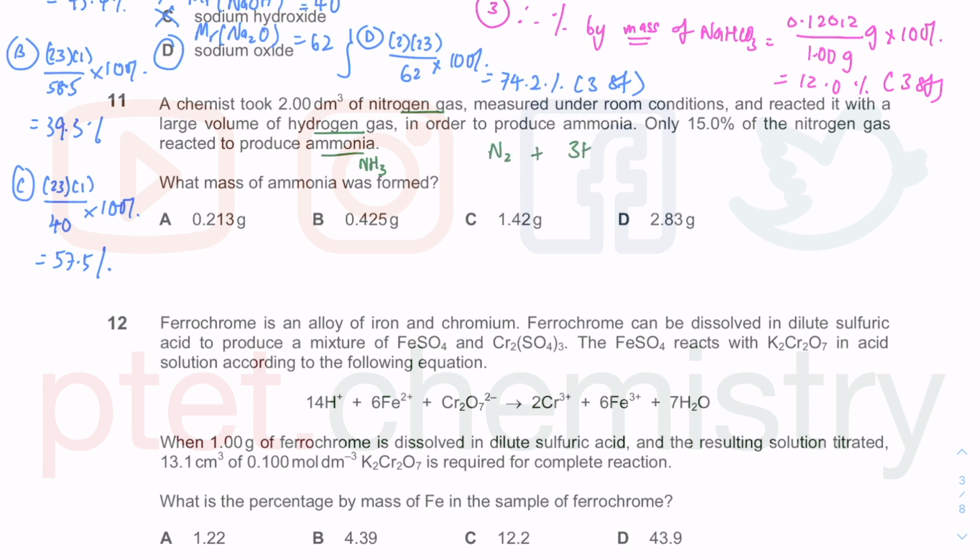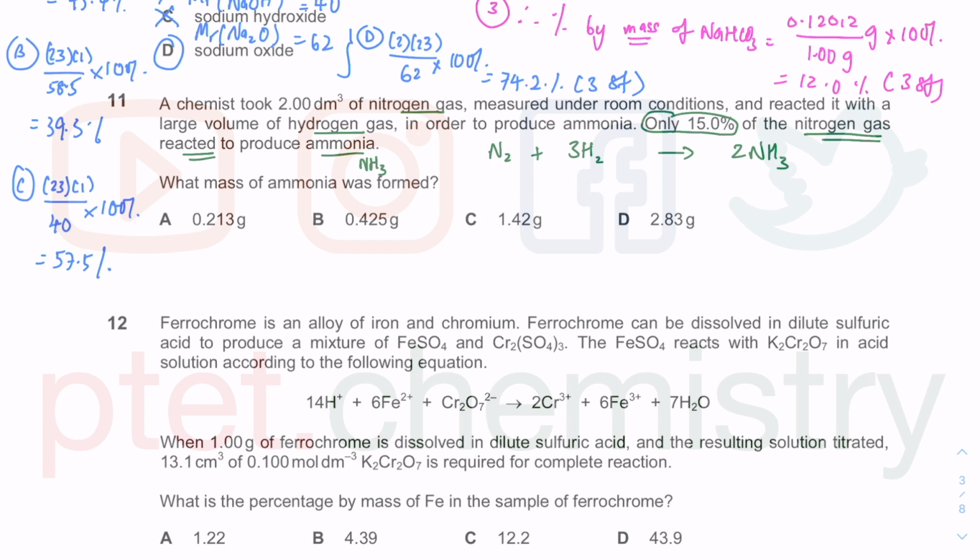N2 plus 3H2 give you 2NH3. You can tell that 2 nitrogen and then 6 hydrogen atoms, 2 times 3, 3 times 2. This equation is balanced. Now, what is so tricky about this? Only 15% of the nitrogen gas reacted.